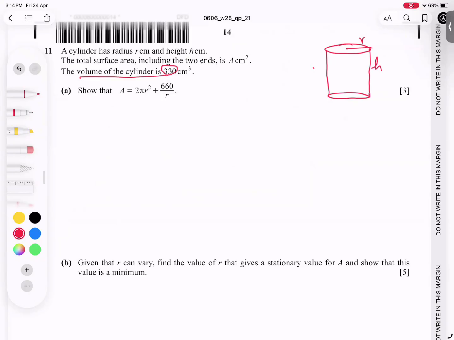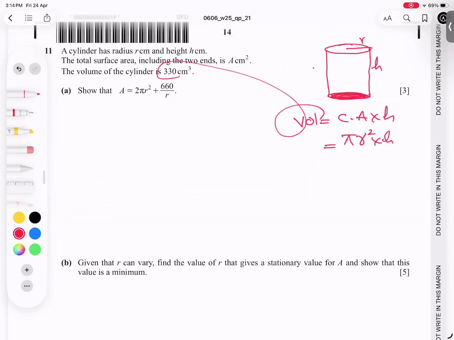And the volume of the shape is 330. What is given? Start the question from there. Volume is given, so I'll start my question from volume. The volume formula is cross area into height. What is the cross area? The shape is a circle. You can see I've shaded the circle for you. The circle is pi r square into h.